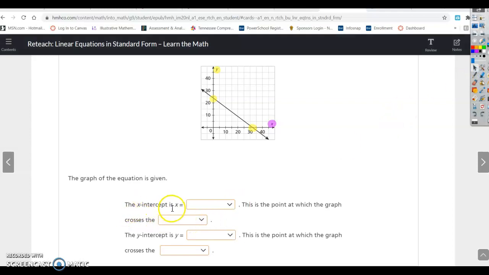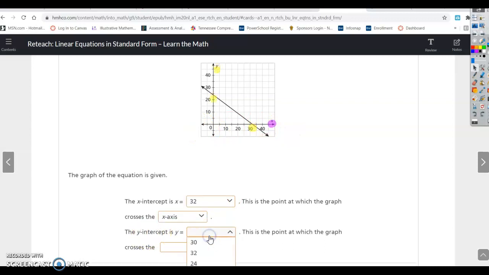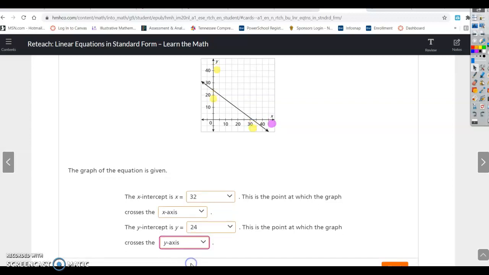It says the x-intercept is x equals, so you can see that this is 30, 35, 40. It's between 30 and 35, so it's going to be about 32. This is the point at which it crosses the x-axis. Again, this is the x-axis right here. The y-intercept is, we can see this is 20, this is 25. It's not quite to 25, so that means it's going to be 24. And this is the point where the graph crosses the y-axis.